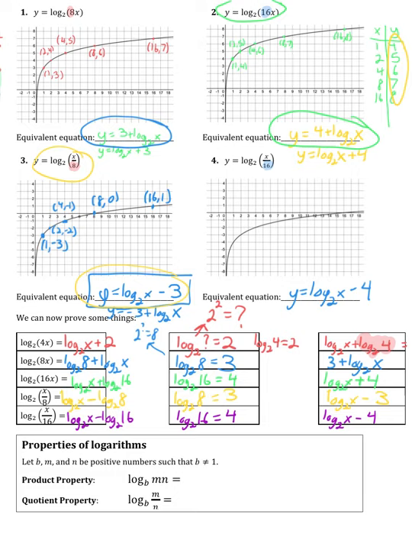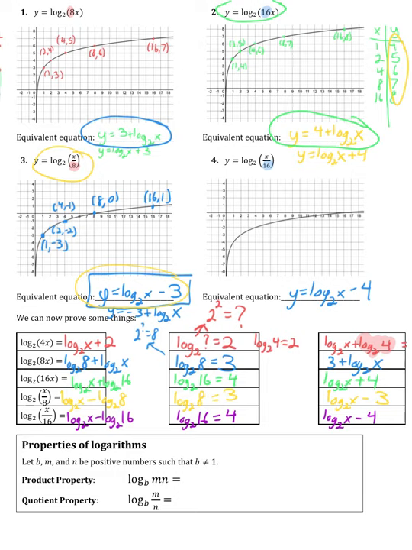So the whole purpose of today, using the graphing, was to recognize, hey, we know how to do translations, and we can see there's a vertical shift going on in these logarithmic functions. So we can write an equivalent equation. And the purpose of those equivalent equations is because we have properties of logarithms that we want to prove. And this is helping us prove that there are two things.